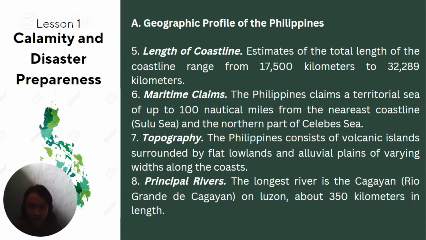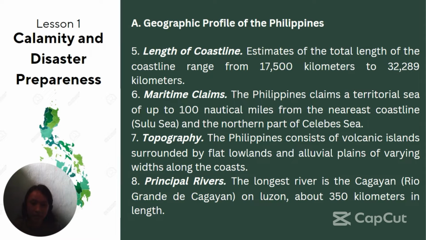So number 7 is topography. Topography refers to the land features, the land profile: land and terrain. The Philippines is made up of volcanic islands surrounded by flat lowlands. The alluvial plains have a sloping surface, like land that rises gradually. When flooding happens, the water flows down the slope and the sediments settle. These spread-out sediments are what we call alluvial plains.